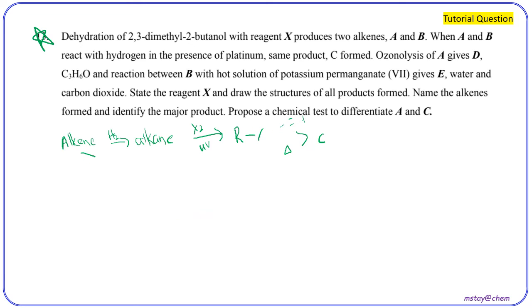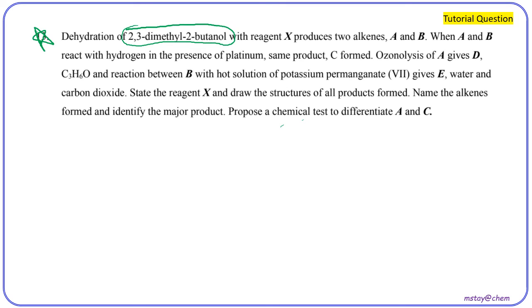Okay, so now let's look at this tutorial question, question 13. Dehydration of 2,3-dimethyl-2-butanol with the reagent X will produce two alkenes. So basically from here we know alcohol produces alkene, so this X is concentrated H2SO4. And then the condition is heat, if they ask us about it. Okay, so now we have to roughly draw the structure first.